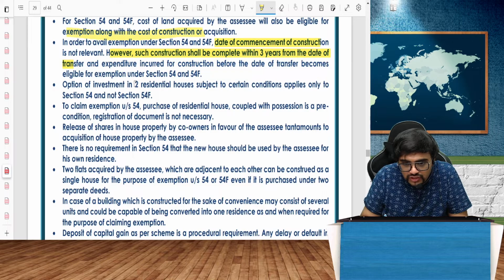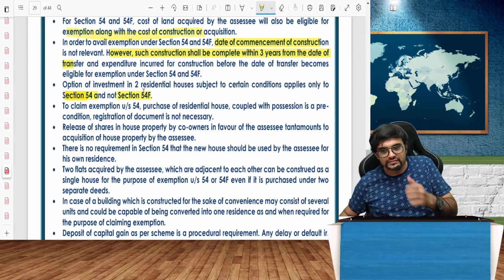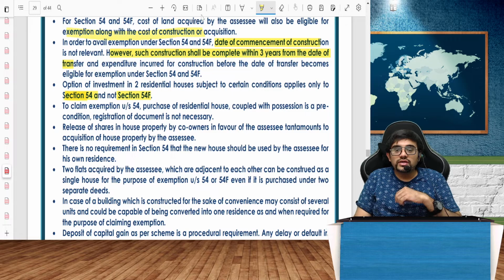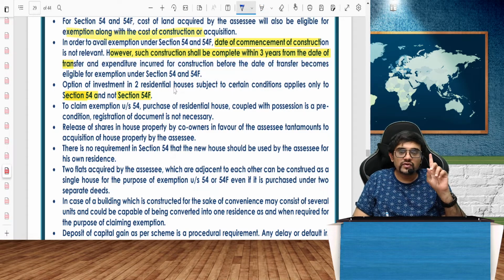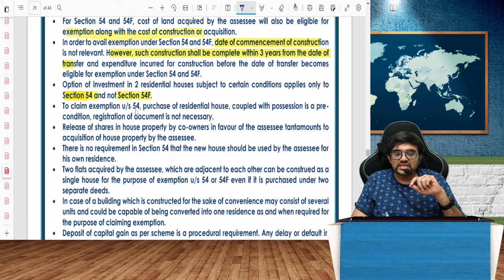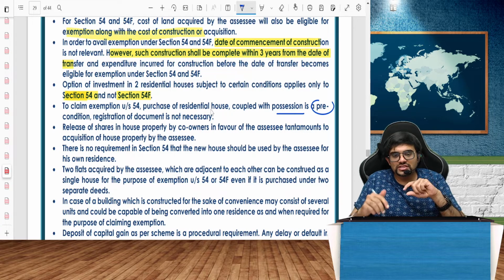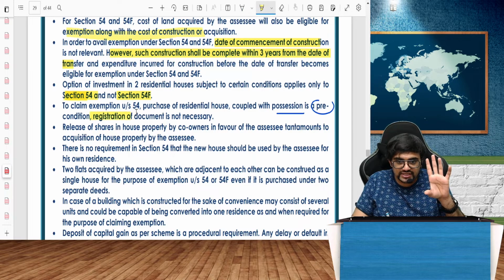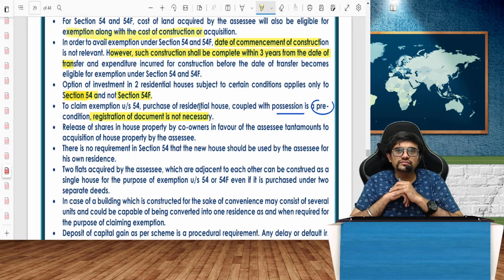Option of investment in 2 residential houses subject to certain conditions only applies to section 54 and not 54F. Because in 54 you can buy, once in a lifetime, 2 houses instead of 1 house. That was an amendment. To claim exemption under 54, purchase of residential house coupled with possession is a precondition. Not just purchase but also possession. Registration is not necessary. They will ask all this in the MCQ.